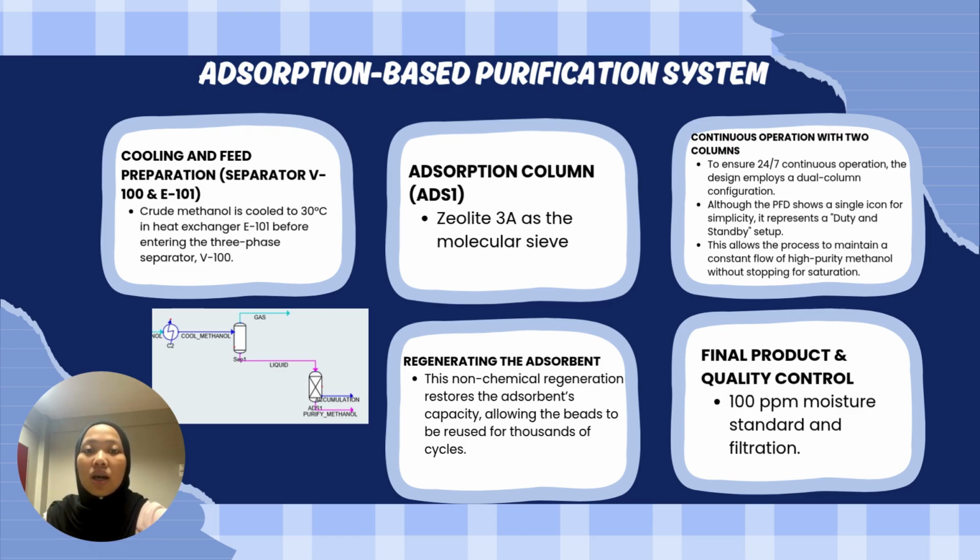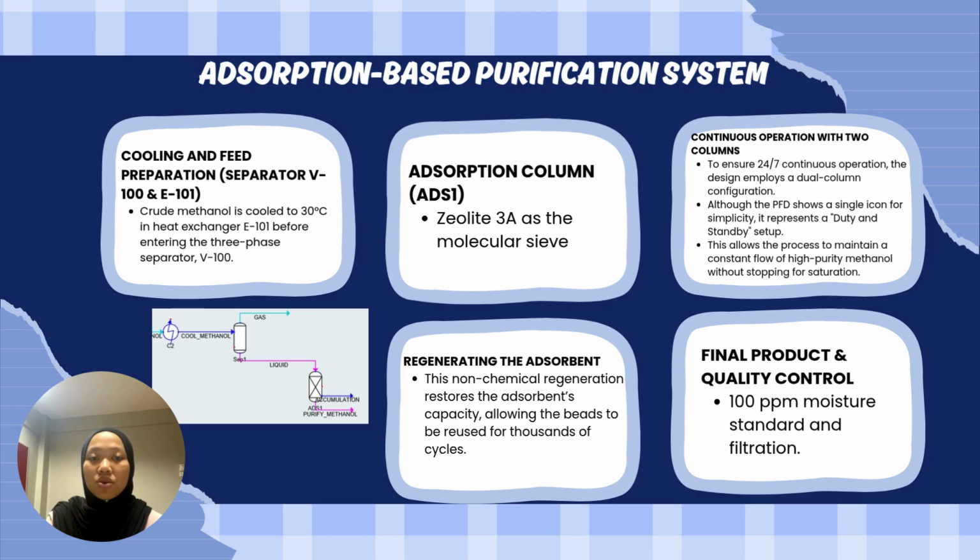Water molecules are small enough to be trapped in the crystalline pores, while methanol molecules are excluded. So this high selectivity ensures the production of industrial grade methanol. For point number 3, the continuous operation with two columns.